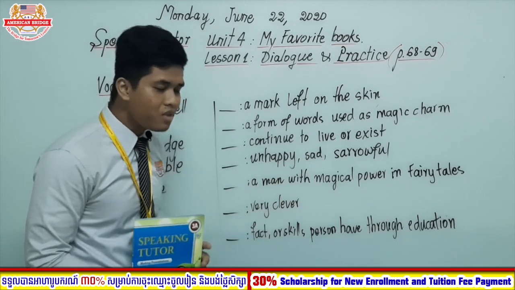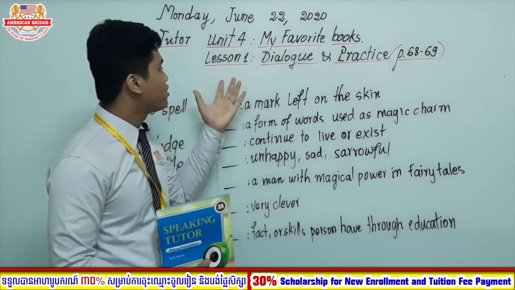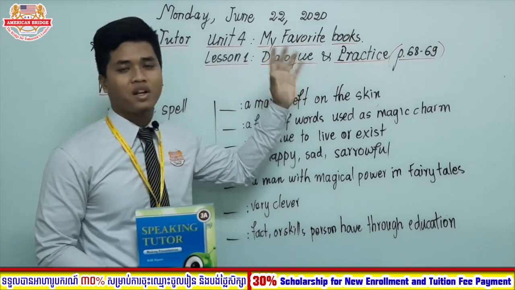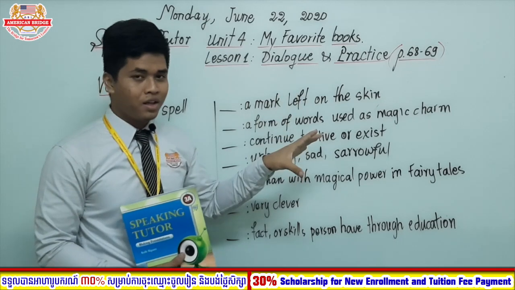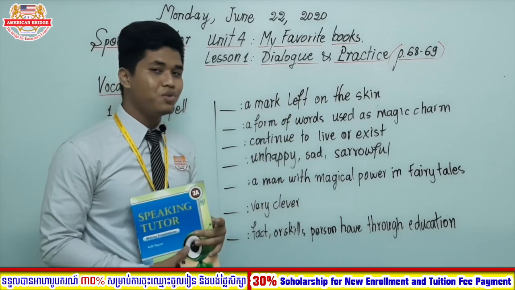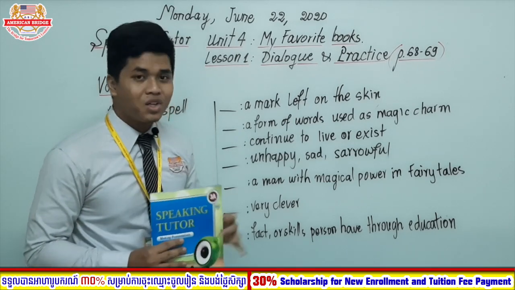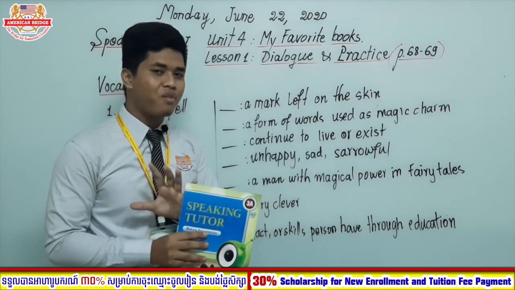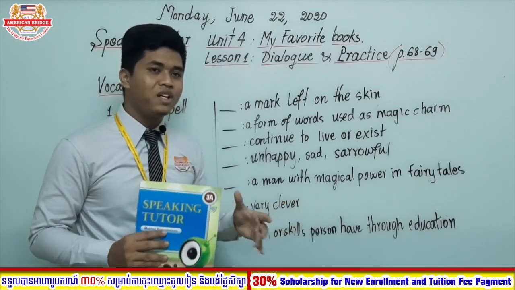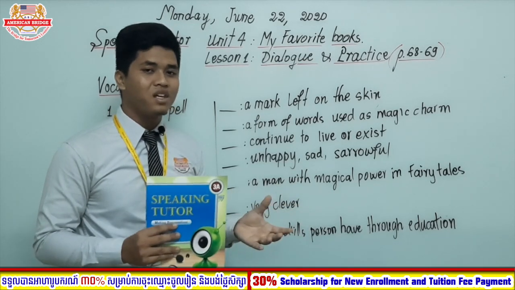All right, so this lesson we start with unit 4, lesson 1, which is the dialogue and practice. You will hear people talking about a book, and I think you know who that person is, because she is a very famous book writer. Her books are very famous. All the books she wrote are being made into films.